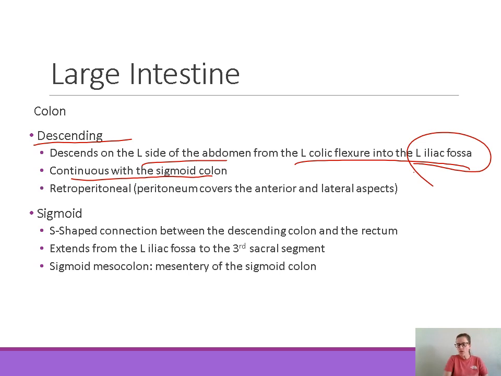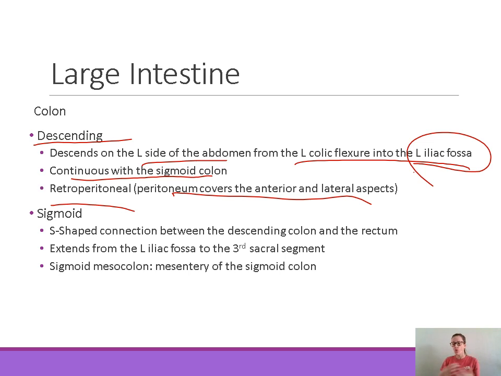The descending colon, much like the ascending was, is retroperitoneal. So it is behind the peritoneum. It's located just inside the posterior abdominal wall. The peritoneum covers the anterior and lateral aspects. So it literally sits just behind the peritoneum, and the peritoneum is kind of sitting over the top of it, but it's not inside the peritoneum.